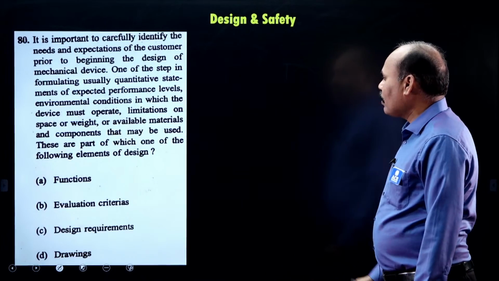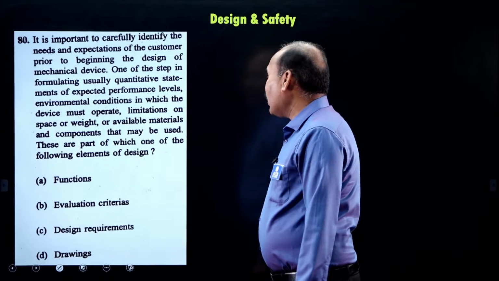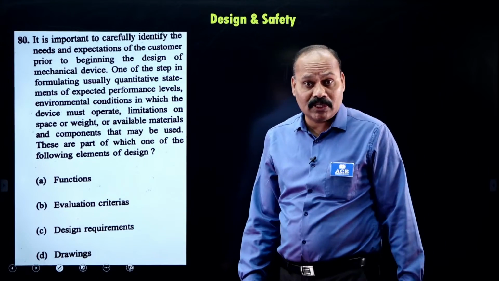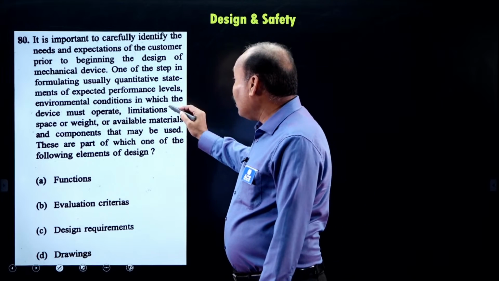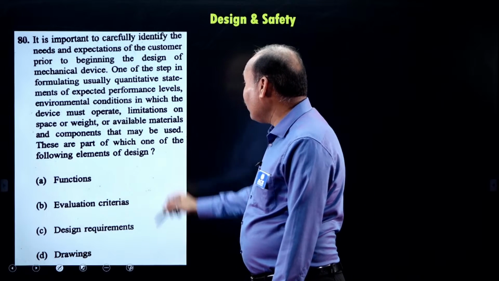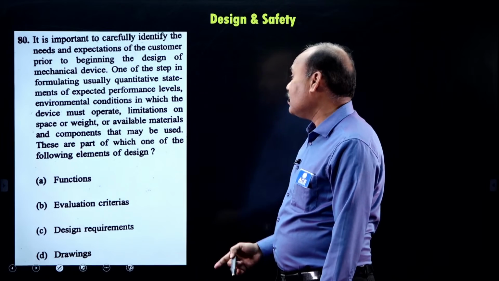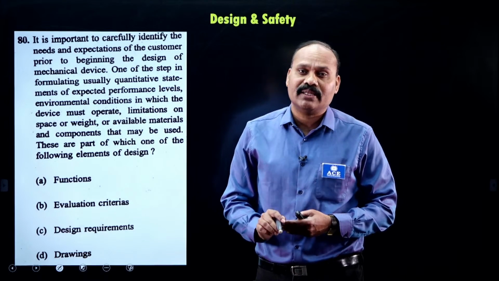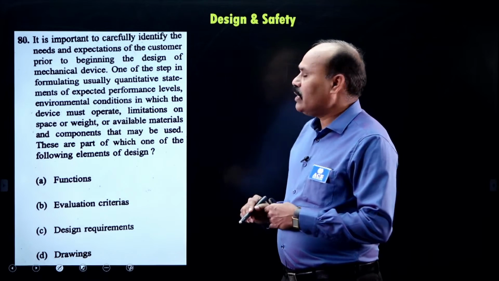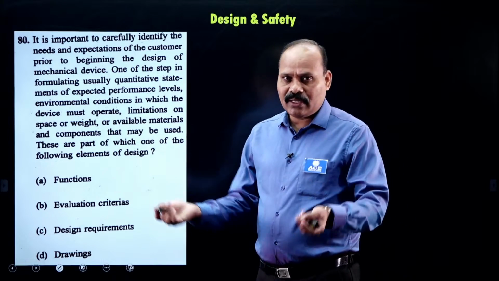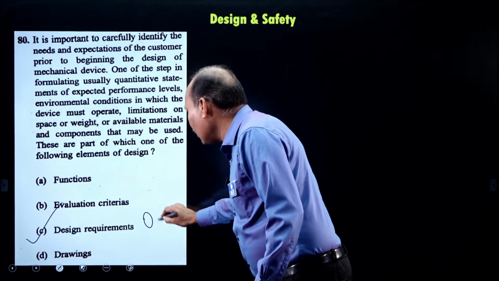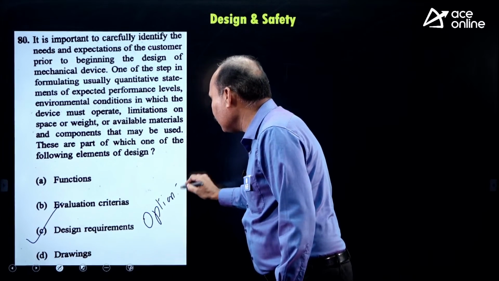Option B. Next, it is important to carefully identify the needs and expectations of customer. Like you have to listen to the voice of customer. And here they mentioned limitations and weight and available materials, components, lot of things we are going to consider while designing. So all these are basically design requirements. When you are designing any component, you have to think about all these things. Answer is option C, design requirements.